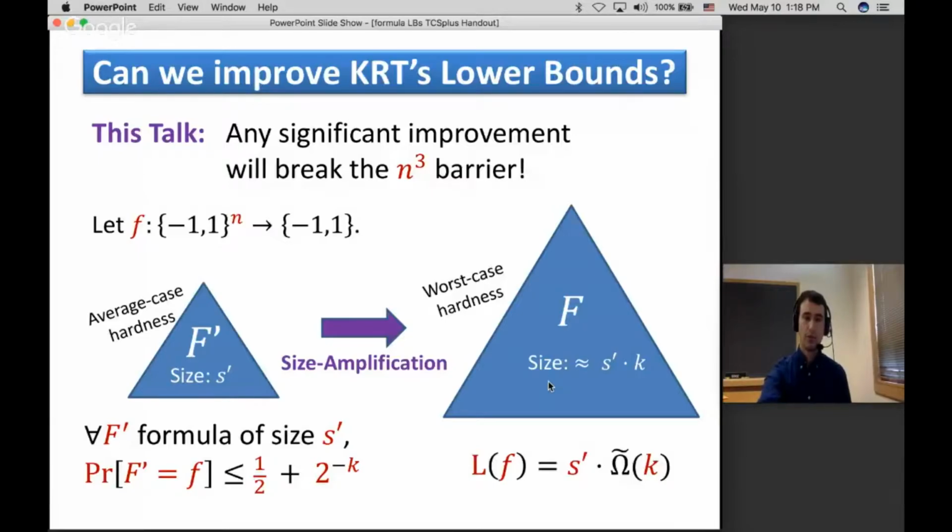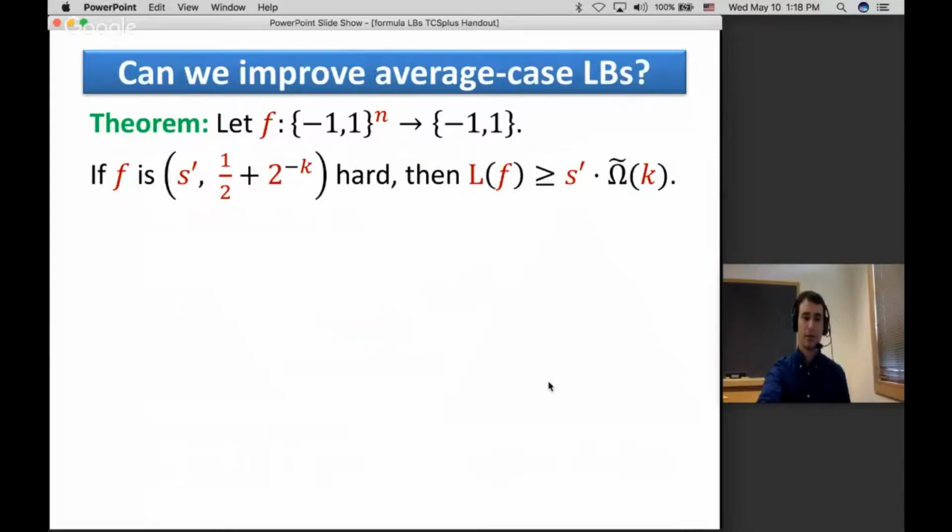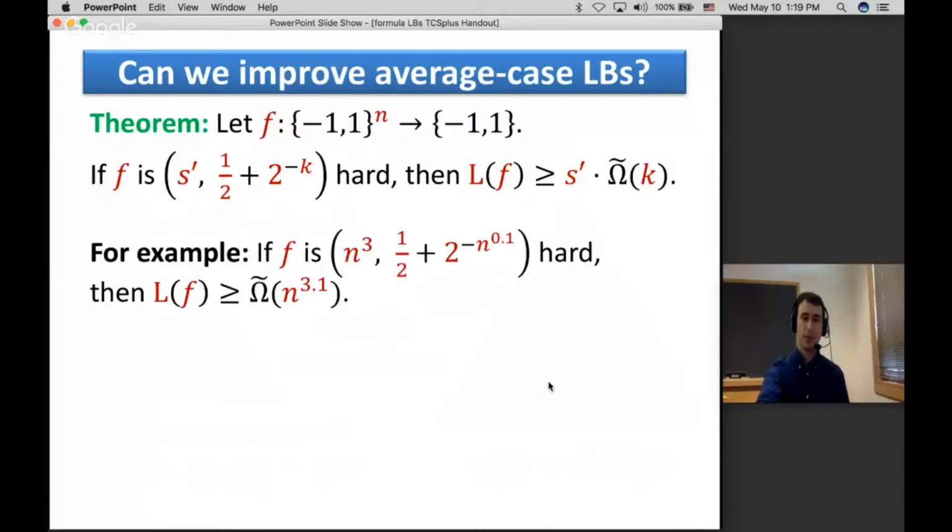I want to mention now why it will break the n-cube barrier. So recall that this is our theorem, now written in words. If a function is S prime, comma, half plus 2 to the minus k hard, then the formula size of this function is at least S prime times k. So let's say that you prove that some function is n cubed, half plus 2 to the minus n to the 0.1 hard. Then by this theorem, you get that in the worst case, you need a formula of size n to the 3.1 to compute it.